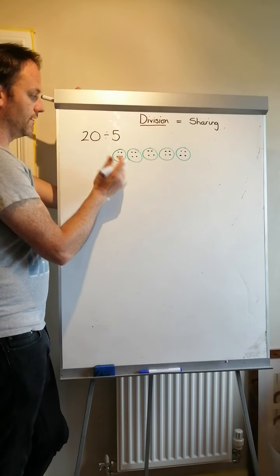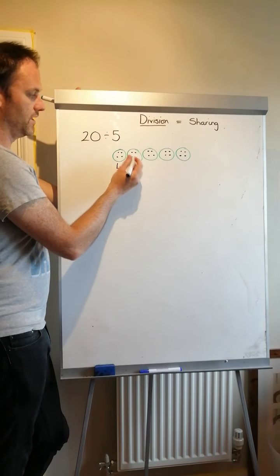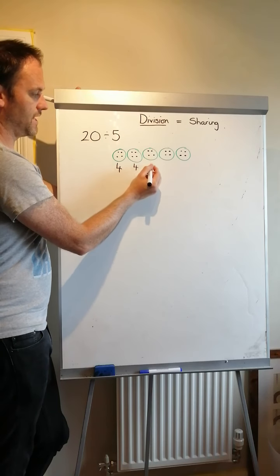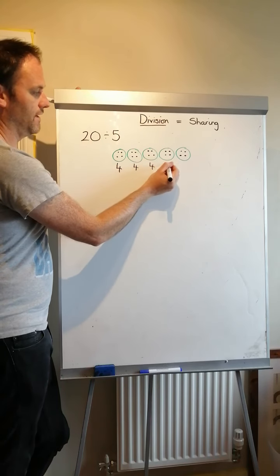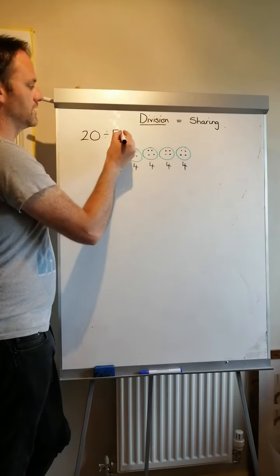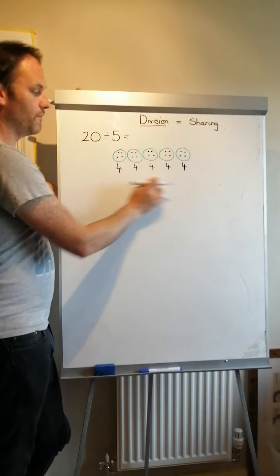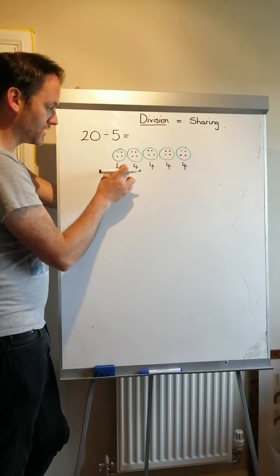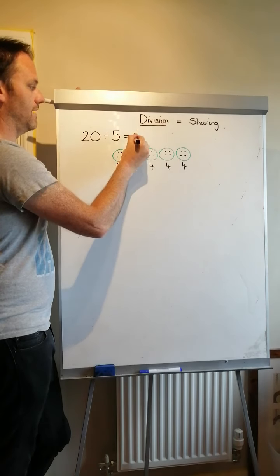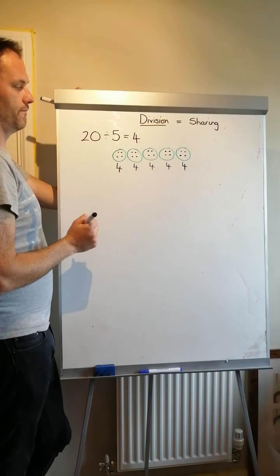1, 2, 3, 4. And do the same with this one. 1, 2, 3, 4. And the same. 1, 2, 3, 4. So the answer, we don't then add them up, remember? It's just how many is in one of those groups. So the answer there is 4.